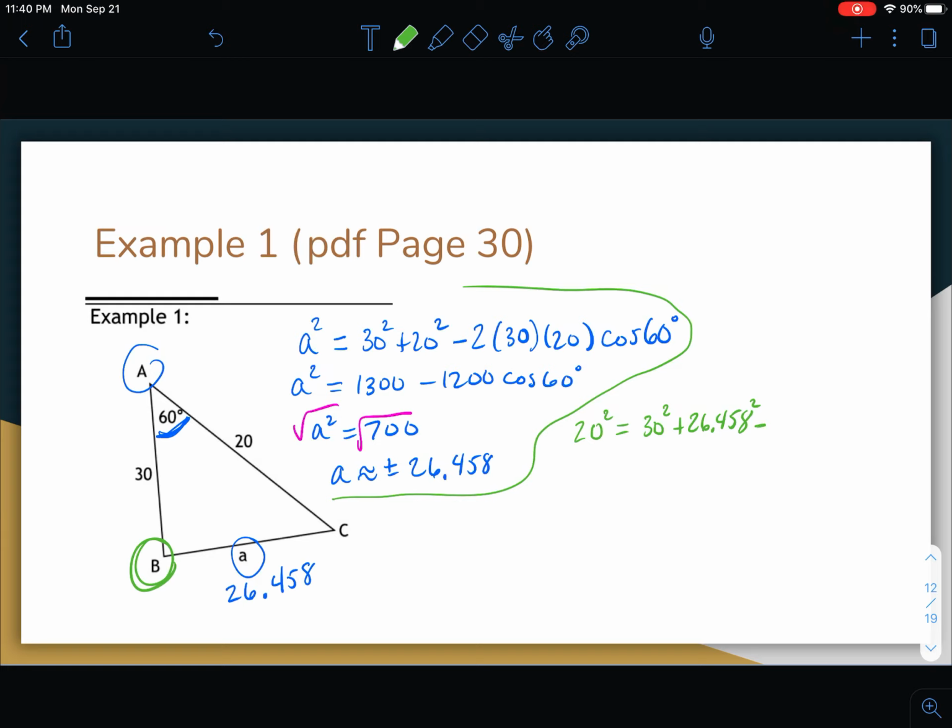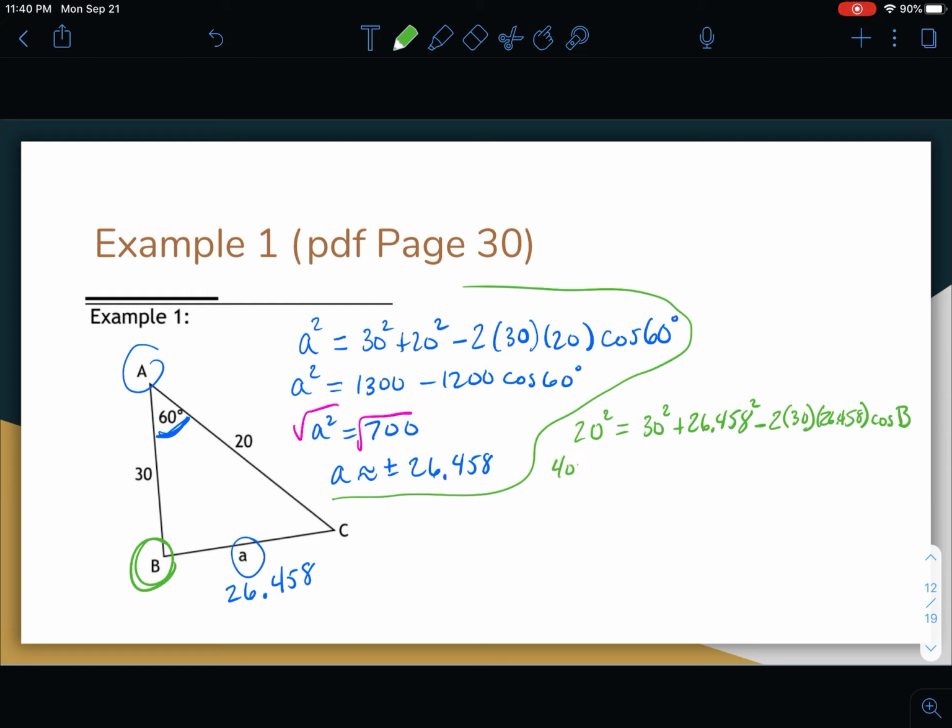So again, if I can help it, I don't want to, but if I can't, then I just have to use the rounded. Minus 2 times 30 times 26.458. I'm running out of space. Cosine of B. Now notice, angle B is my only unknown, which is great.